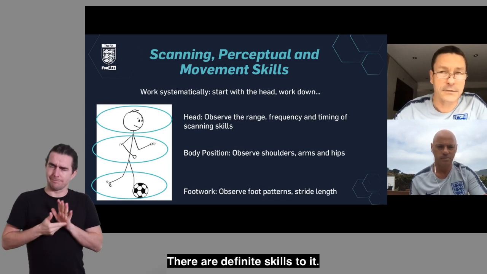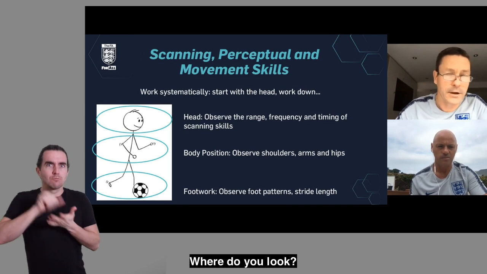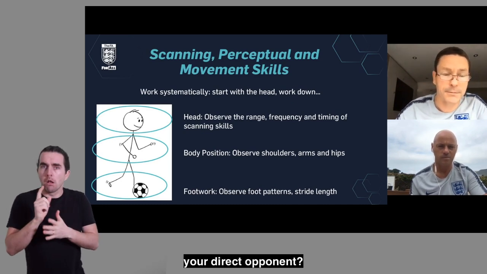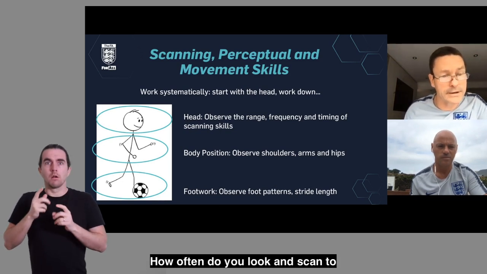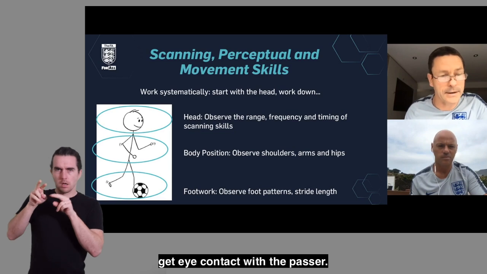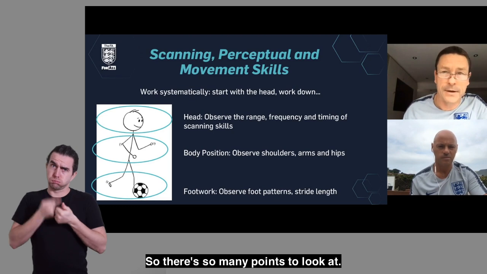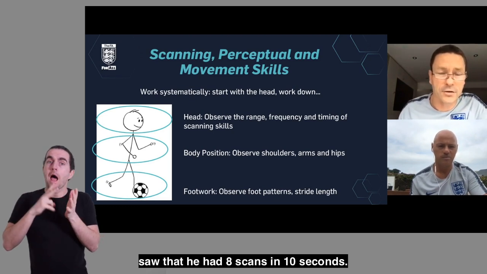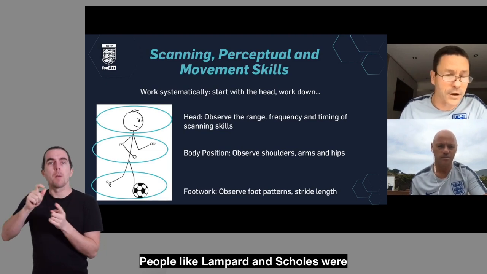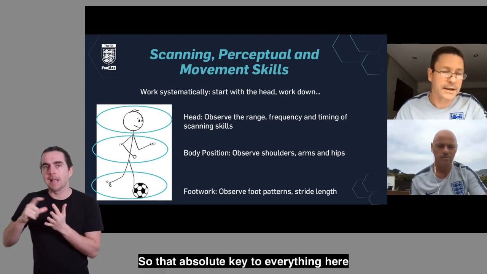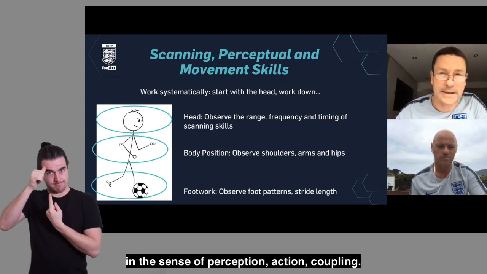There are definite skills to it: how long do you look? When do you look? Where do you look? How often do you look at your opponent, your direct opponent? Do you look at his head when he's turned? How often do you look at the ball? How often do you look and scan to get eye contact with the passer? Do you look and check the spaces? Are they still there? There are so many points to look at. In fact, he looked at Xavi and saw that he had 8 scans in 10 seconds. People like Lampard and Scholes were at 6 scans in 10 seconds. So that's an absolute key to everything here, in the sense of perception-action coupling.